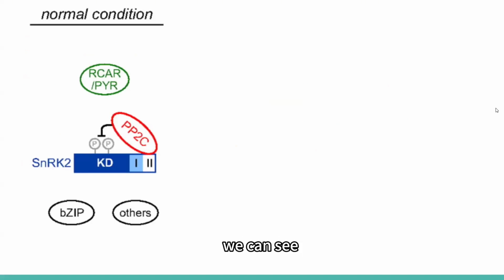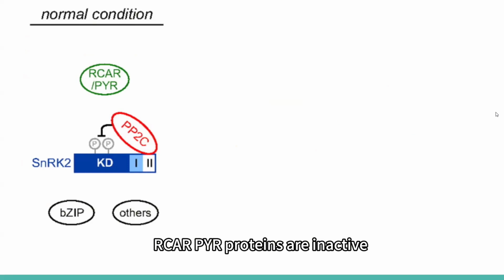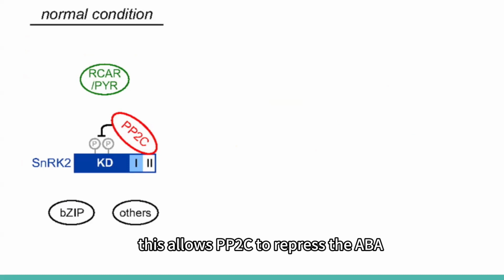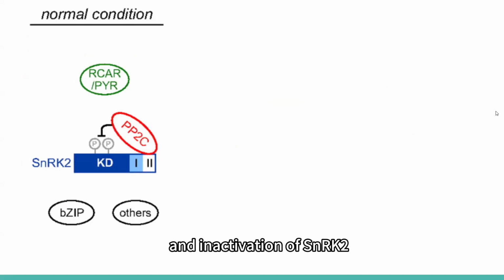In this pathway, we can see under normal conditions and in the absence of ABA, RCAR, PYR proteins are inactive. This allows PP2Cs to repress the ABA signaling pathway by dephosphorylation and inactivation of SnRKs.